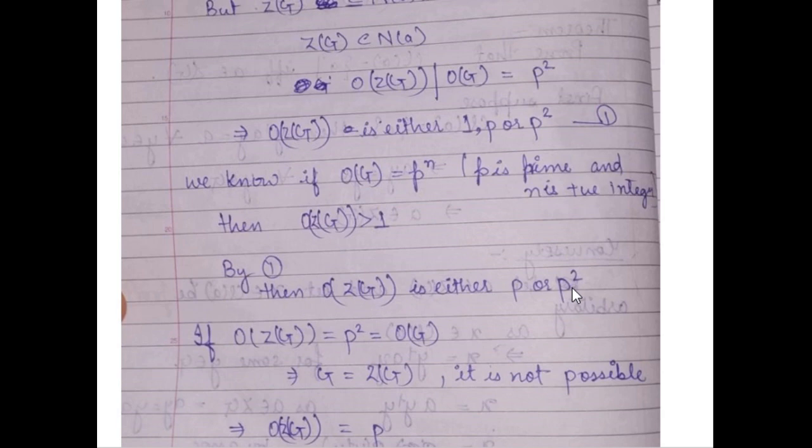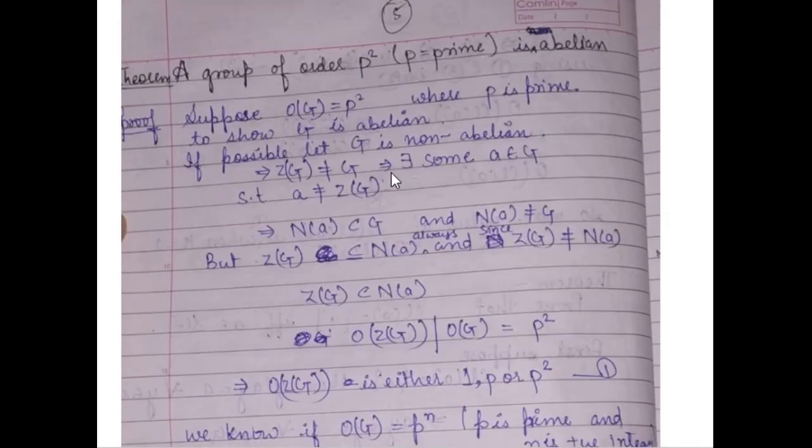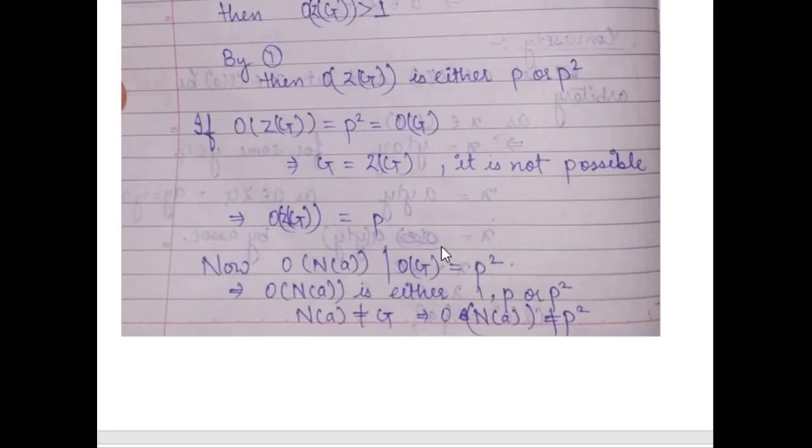Okay, so if the order of ZG is p square, then it will be equal to the order of G. So the order of subgroup and order of group are the same. So this implies ZG will be equal to G. It is not possible since ZG is the center of group. Here the commutativity holds, but we have already assumed that G is a non-abelian group. So this cannot happen. So G will not be equal to ZG. So that means the order of ZG cannot be p square. So now the possibility becomes that the order of ZG is equal to p.